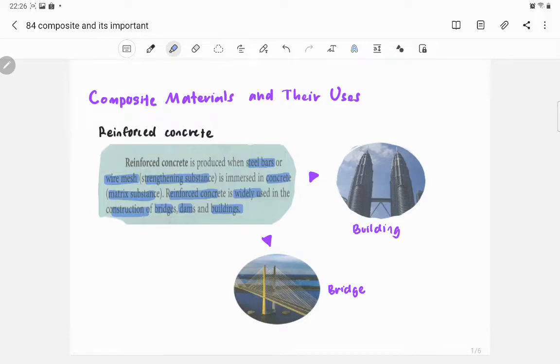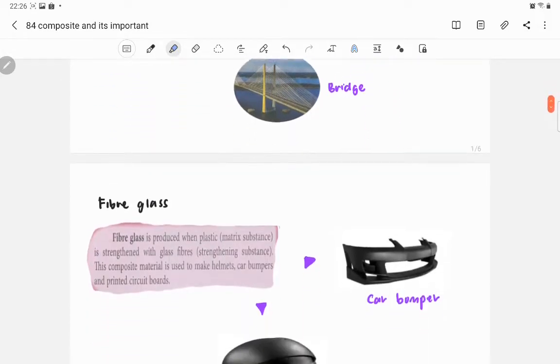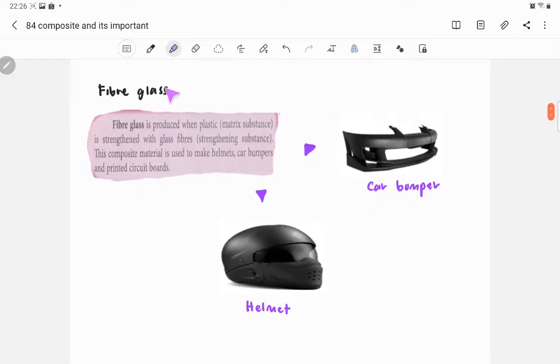Let's proceed with another composite material, fiberglass. Fiberglass is also known as a composite material. How is fiberglass produced? Fiberglass is produced when plastic, which is our matrix substance, is strengthened with glass fiber, which is the strengthening substance. This composite material is used to make helmets, car bumpers and printed circuit boards.